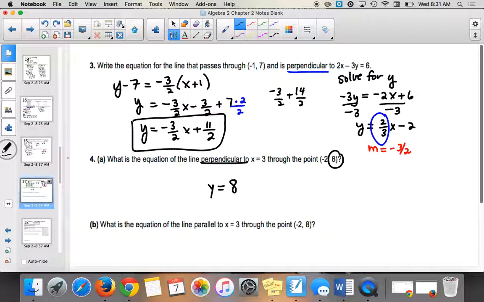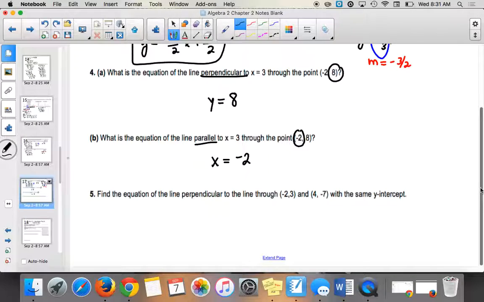All right, and the next one says parallel to x equals 3. So that means you're also going to have an x equals. Yep, and that's the x value of negative 2. Okay. Do you guys like those ones? Easy points in the test, right? All right, and I think we have one more after this.